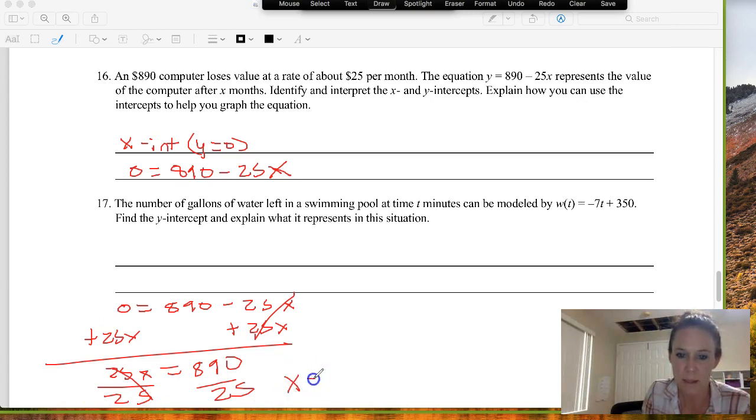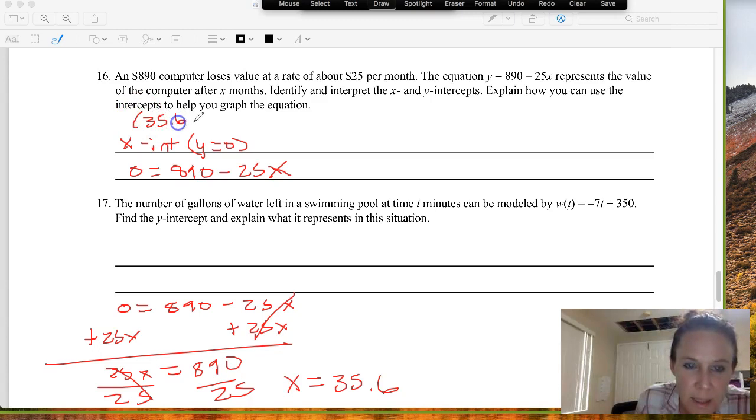Now x is going to be 890 divided by 25, which gives you 35.6. So the x-intercept, y is 0, so the x-intercept would be 35.6, and then the y point would be 0. Okay. So what does that mean? Let's talk about that in a second.